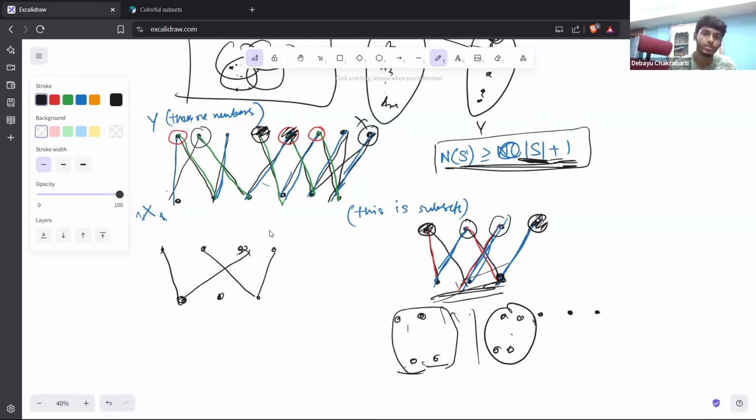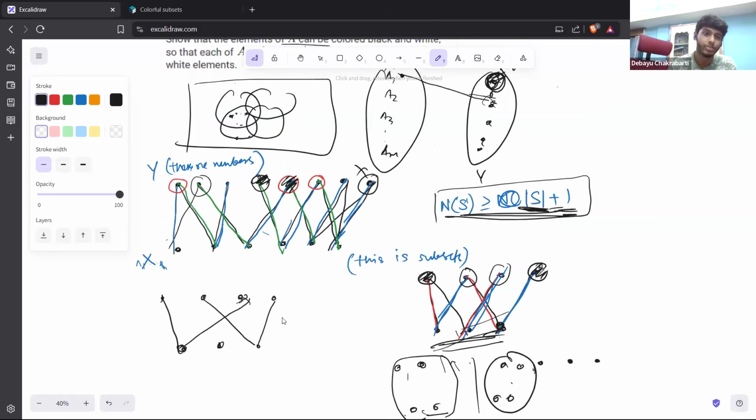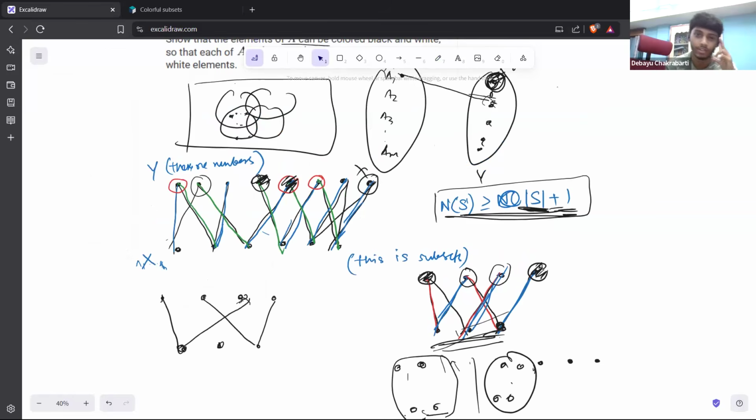Okay, let's just return to our original graph. It's very hard to draw these. Okay, it was just so painful. Oh my God. I'll just remove these colors.